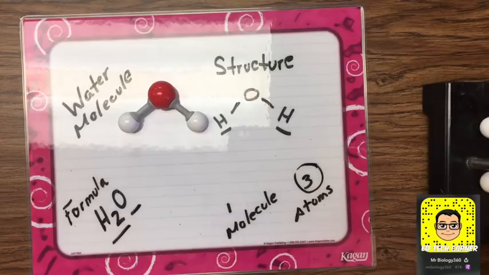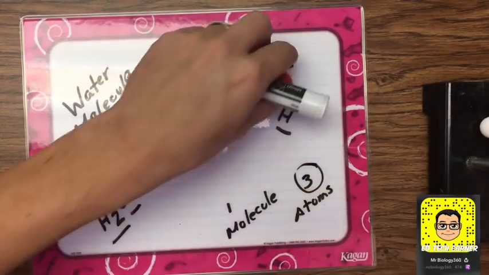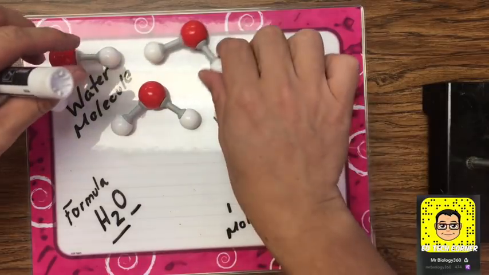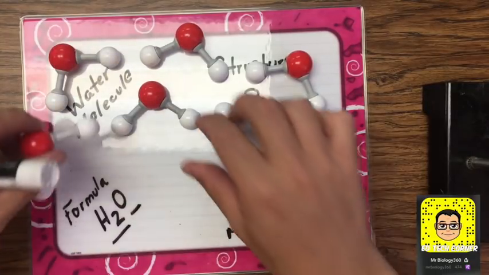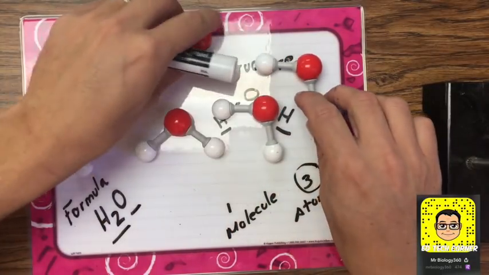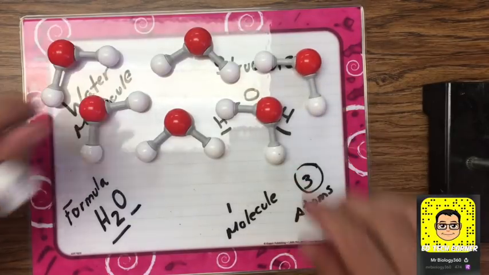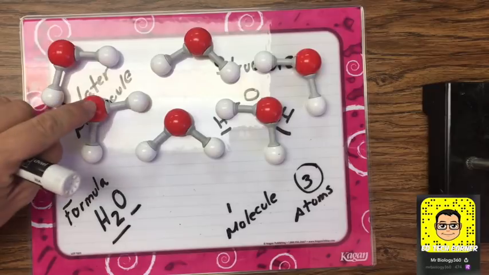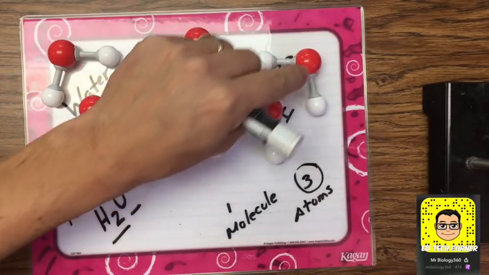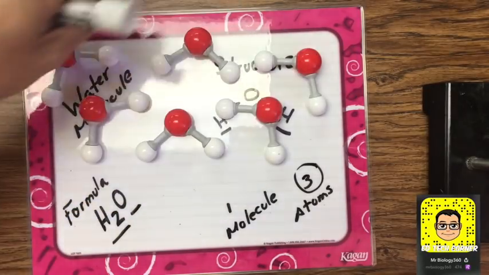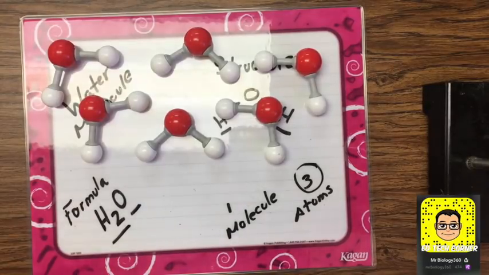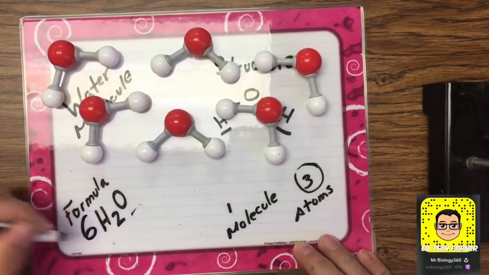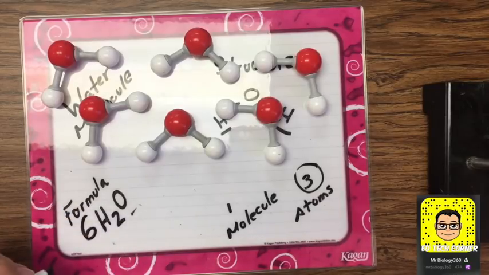But now, what if we had this? Because water is actually billions and billions of these types of molecules. All right, and now what is the formula now? Okay, we actually have 1, 2, 3, 4, 5, 6 water molecules. So therefore, we would change the formula by adding a 6 in front of the H2O.